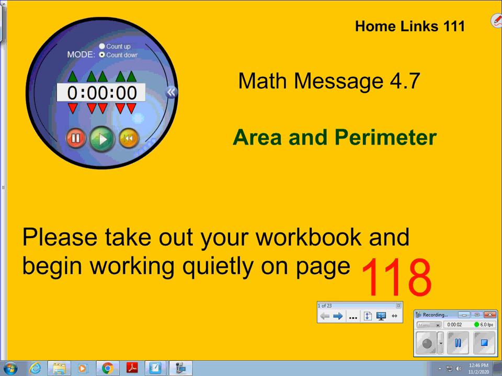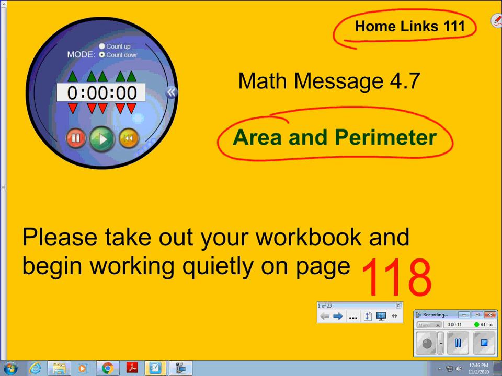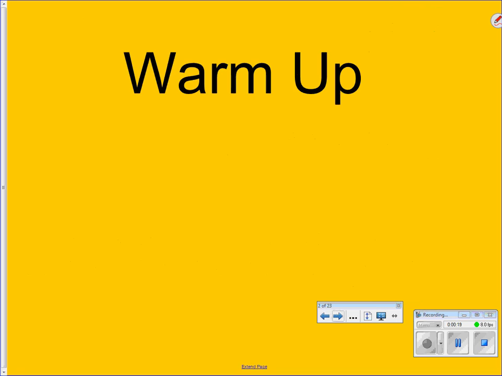All right, boys and girls, we are going to work on Math Message 4.7, and it is going to be on area and perimeter. If you're doing the home links for this lesson, it is home links page 111, and math boxes are on page 118. Okay, let's get started with a warm-up.